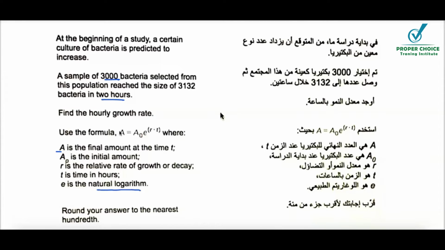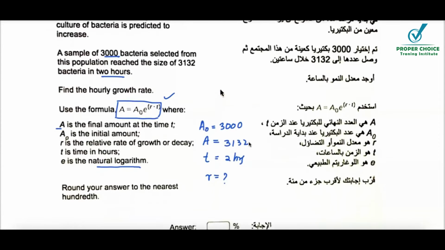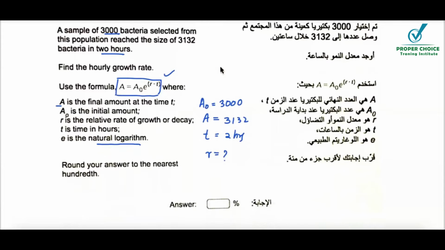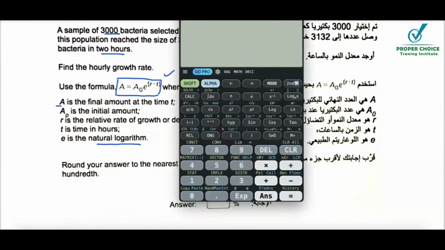So what they're asking us, by using this equation and the given data, is to find r, the growth rate. What values have been given to us? The initial value A0 is 3000, the A value is 3132. This has been reached after a time of 2 hours. So we are asked to find the value of the growth rate using this equation. It's just a matter of calculator. Substitute carefully and use shift calc equal to solve for the variable. You'll get the answer. So let me type it as it is and see what we get.